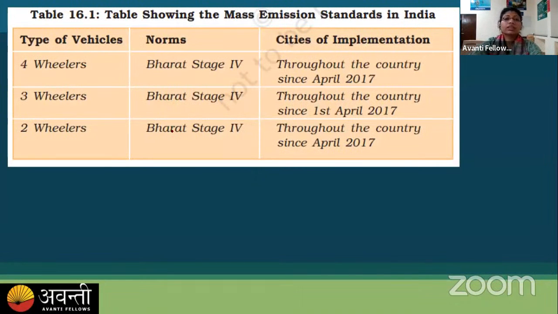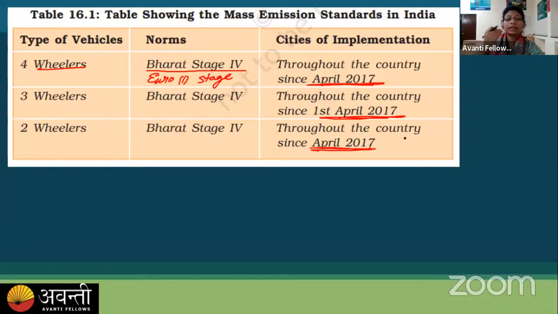This table is given in your NCERT, which shows that the four-wheelers being produced nowadays are according to Bharat Stage 4. Bharat Stage 4 is equal to the Euro 3 stage. The automobiles being developed in India are according to the Euro 3 stage, and this production was implemented from April 2017. Still some vehicles are driving on the older petrol and diesel, but slowly and steadily they are making the changes.